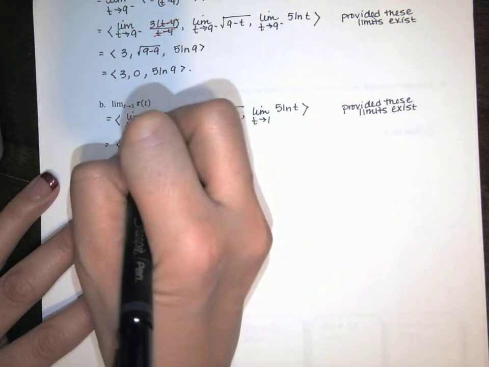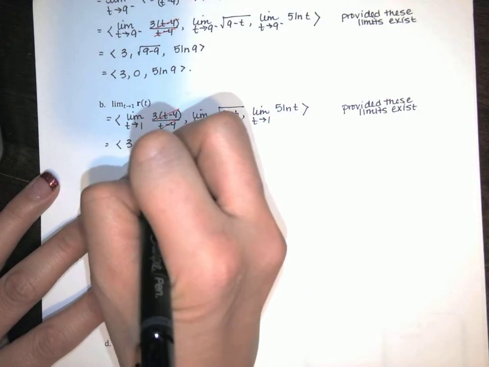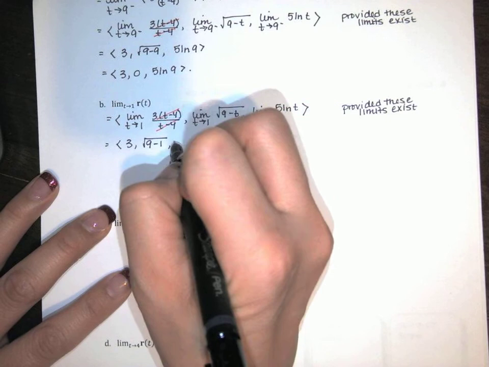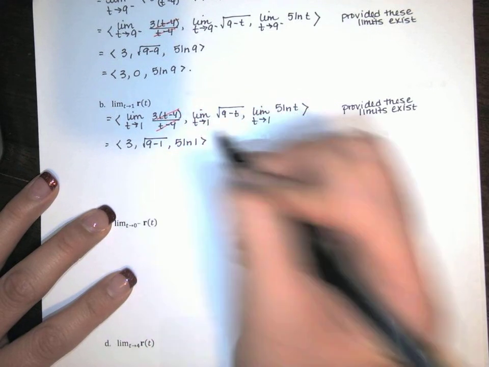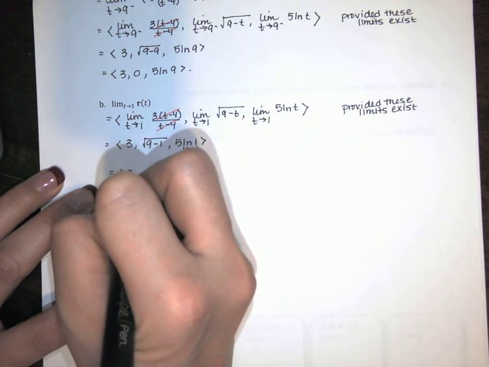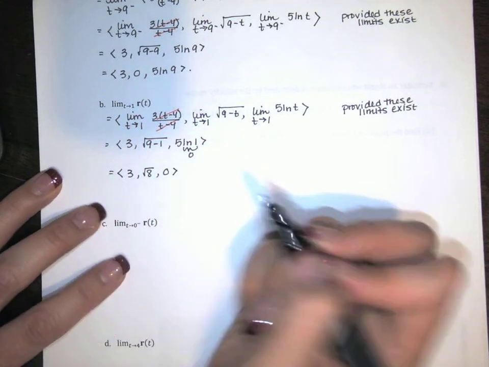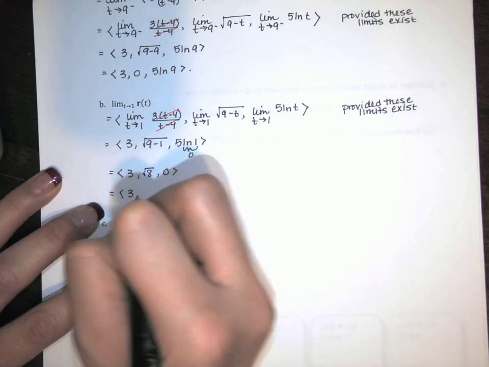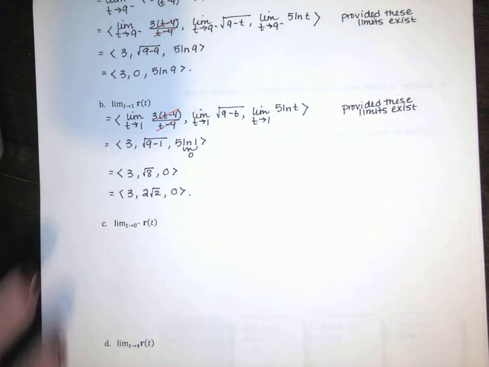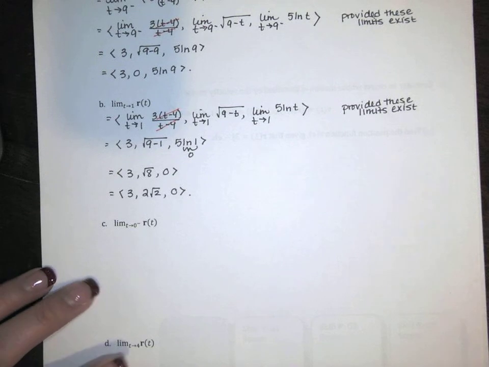So the limit as t approaches 1 of 3 is 3. The limit as t approaches 1 of that square root is square root of 9 minus 1. Limit as t approaches 1 of this is 5 natural log of 1. Natural log of 1 is 0. So I've got 3, square root of 8, and 0. And square root of 8 is the same as 2 times the square root of 2. All right. So those limits all exist because the functions were continuous there.